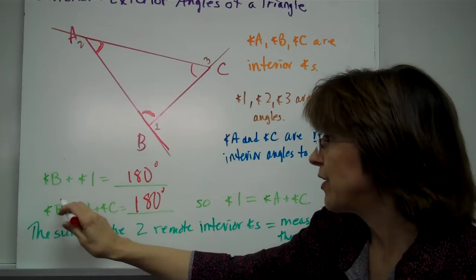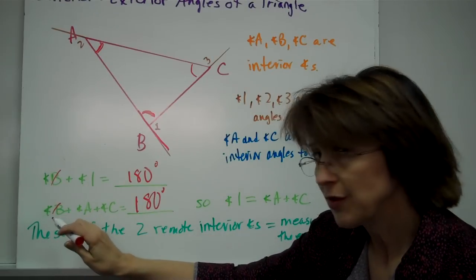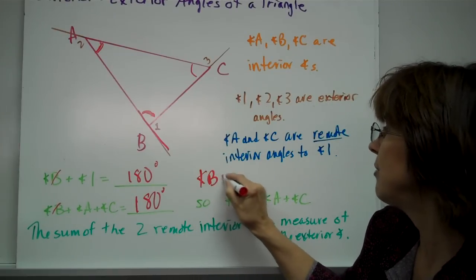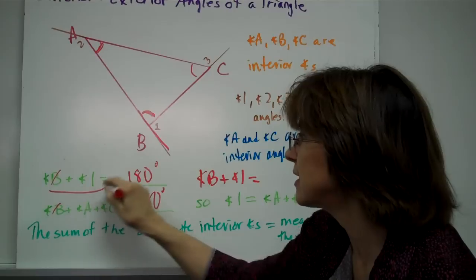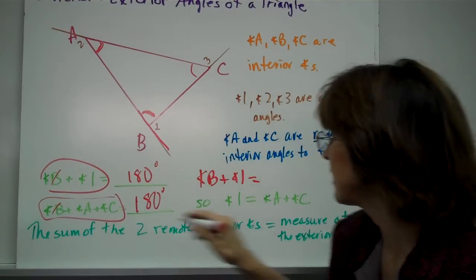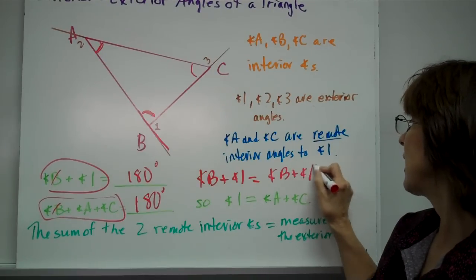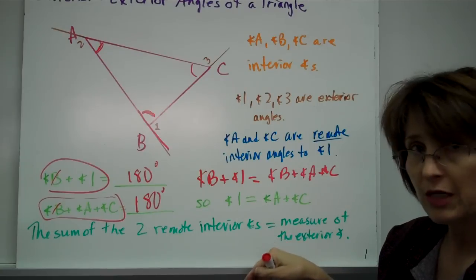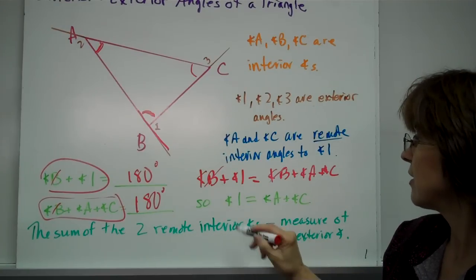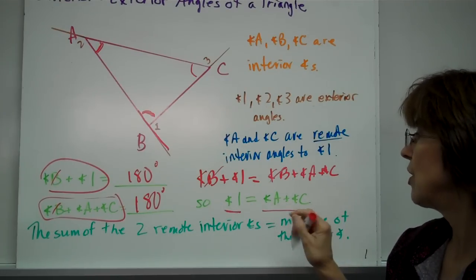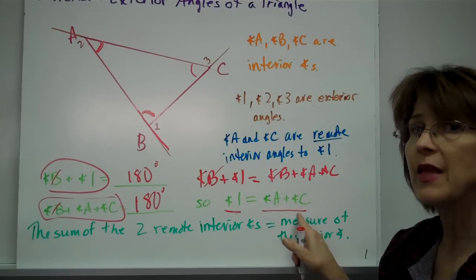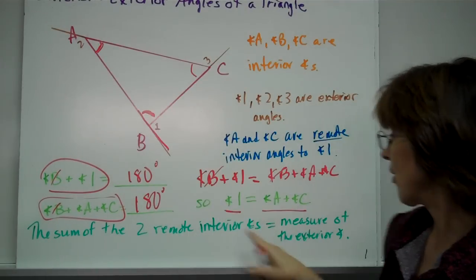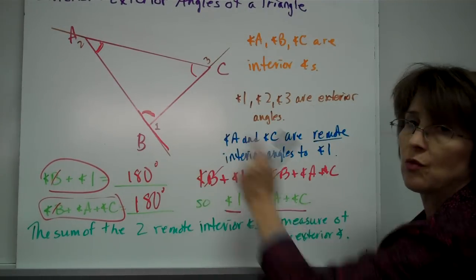So we know that angle B plus angle 1 is equal to angle A plus angle B plus angle C, since they're both equal to 180. So angle B plus angle A plus angle C equals angle B plus angle 1. If we think about this as an equation, we can subtract angle B from both sides. We're left with angle 1 equal to angle A plus angle C. That's why we can say that the sum of the two remote interior angles, angle A and C, is equal to the measure of the exterior angle, angle 1.